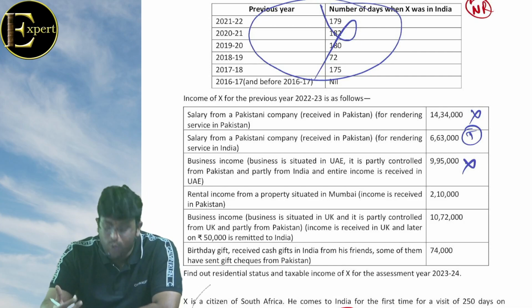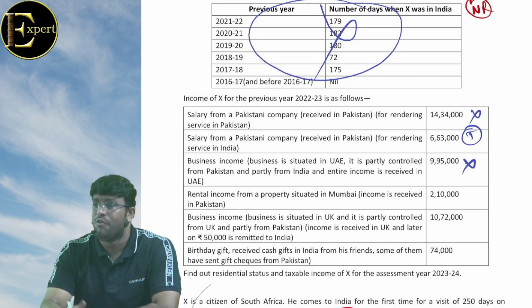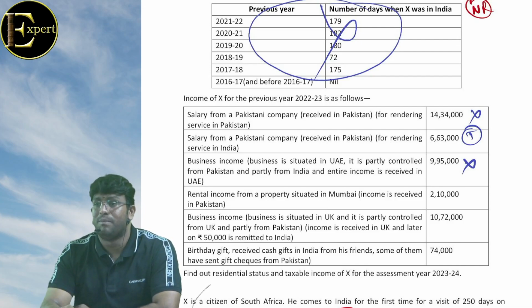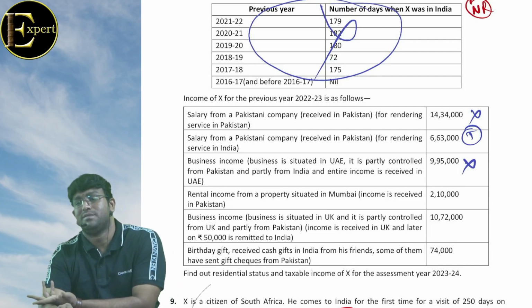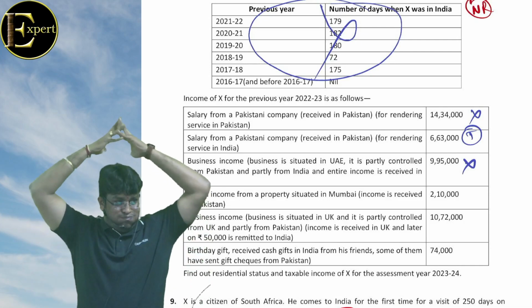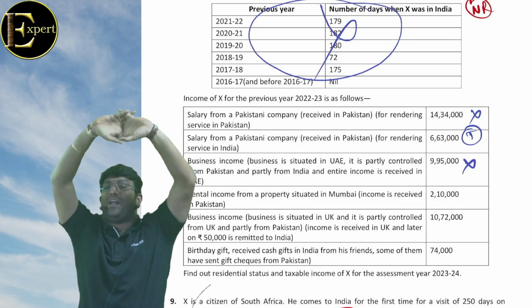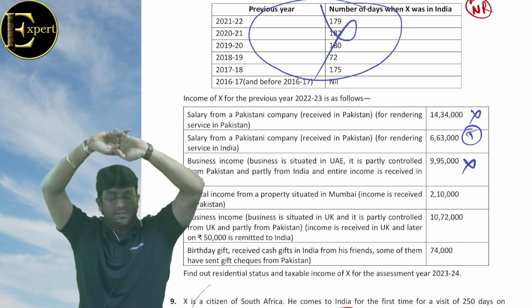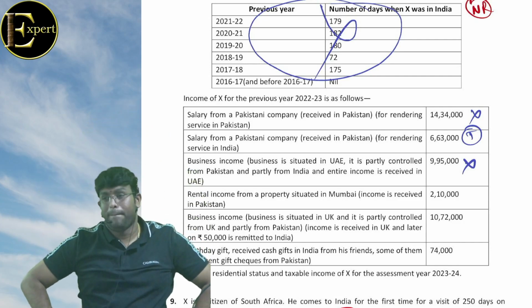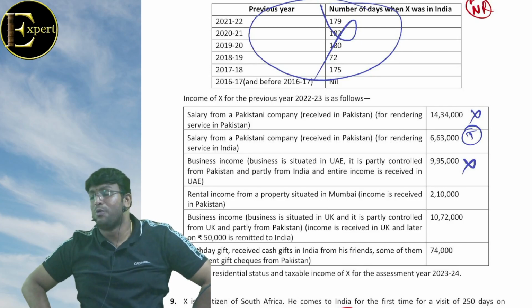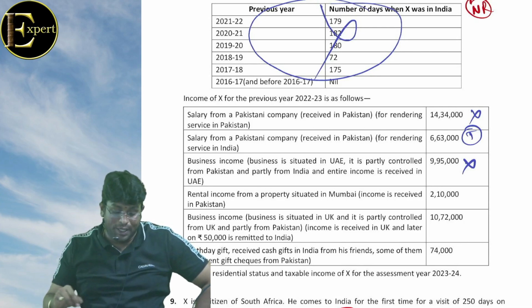Accrued in UAE, received in UAE, foreign income, control from India. Where would the difference arise? If he were RNOR, it would have made a difference. But this gentleman is NR. If this X would have been RNOR, it would have made a difference. Is it understood? Tell me, friends. Next point.